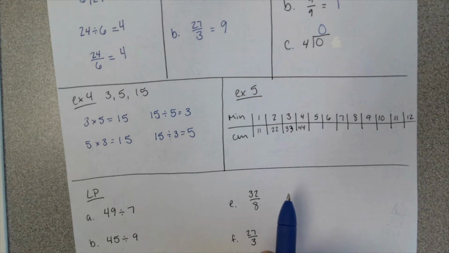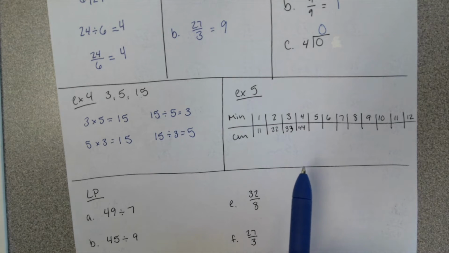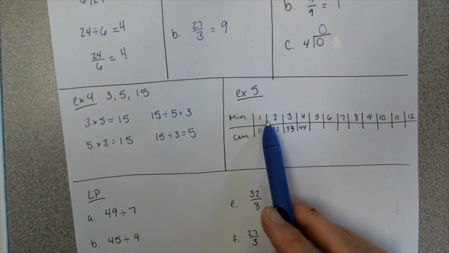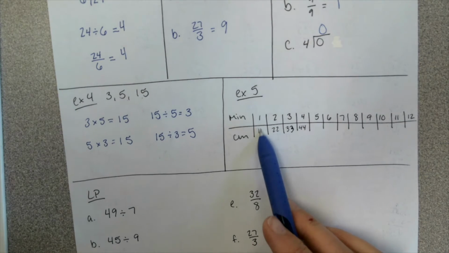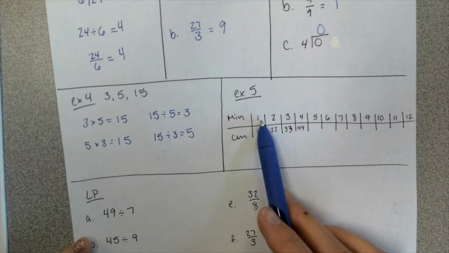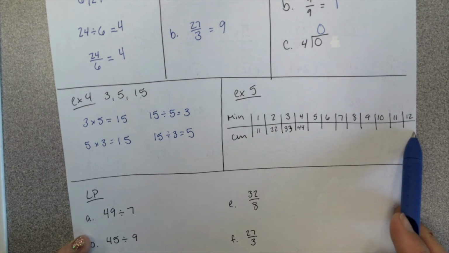Let's look at example 5. It says for a science project, Siobhan timed the speeds at which garden snails moved. One snail moved 11 centimeters in 1 minute. At that rate, how far would it move in 12 minutes?